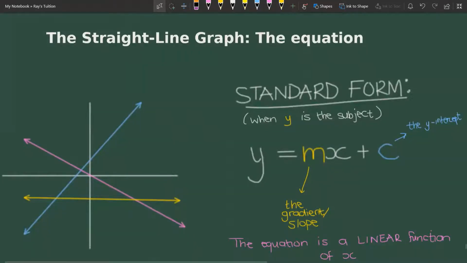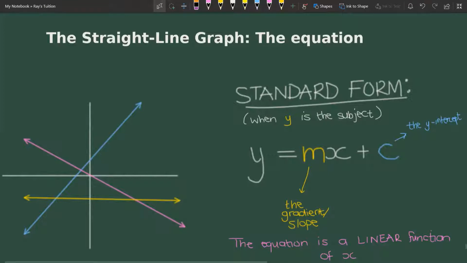Everybody, and welcome to the first video on the straight line graph. So the thing that we're going to go through first is the equation of a straight line graph. The straight line graph is one of the easier, simpler functions that we do. There is nothing much to it, it's just a straight line. So first of all, we're going to go through the equation.